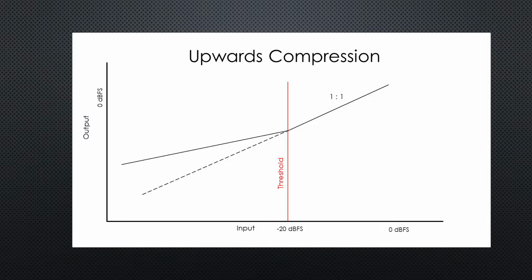If we go to an upwards compressor, it's sort of the opposite. When the input is above the threshold, the upwards compressor isn't going to do anything. It's on a 1-to-1 ratio. But then when the signal drops below this threshold, we're going to bring those quieter parts up, thus again decreasing the dynamic range, upwards compressing.